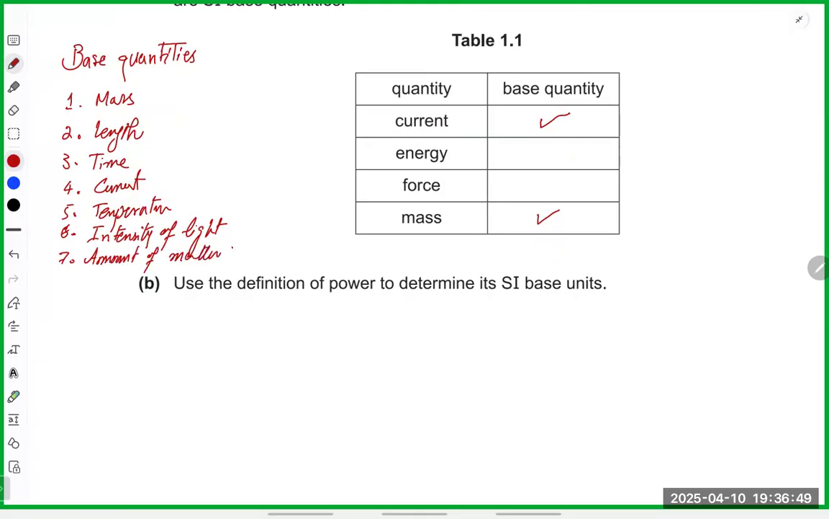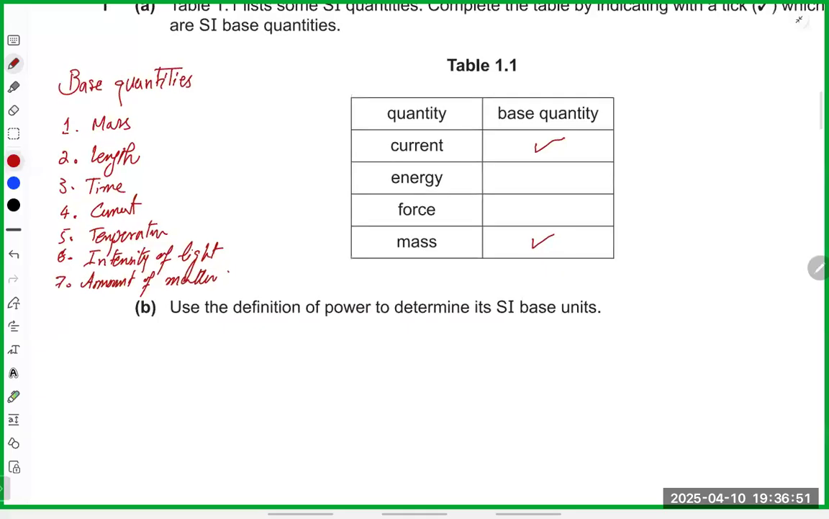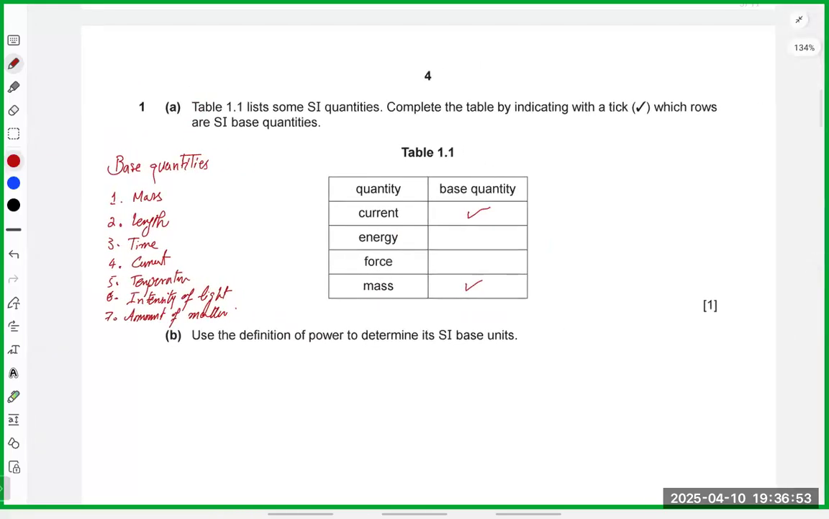Listen very carefully. One mark is there for ticking these two, and it is also mandatory that these two blocks are empty. Okay, so if you put a single tick anywhere else, you lose the mark.